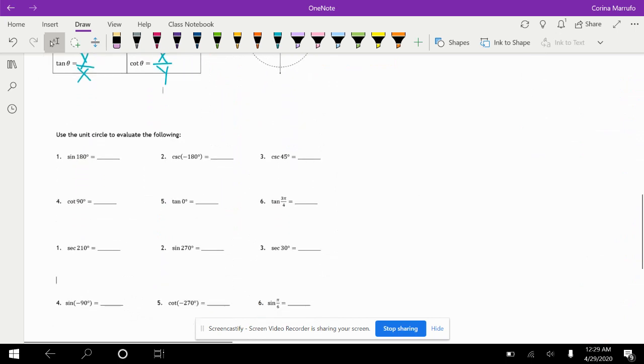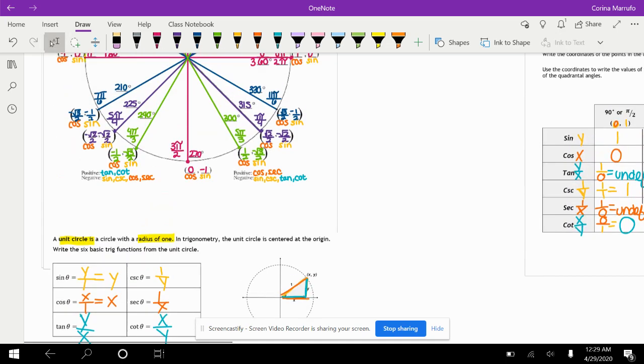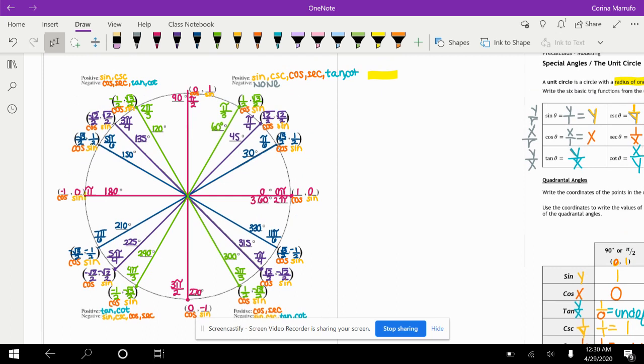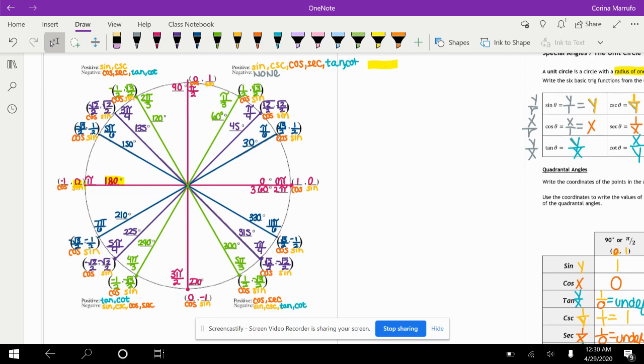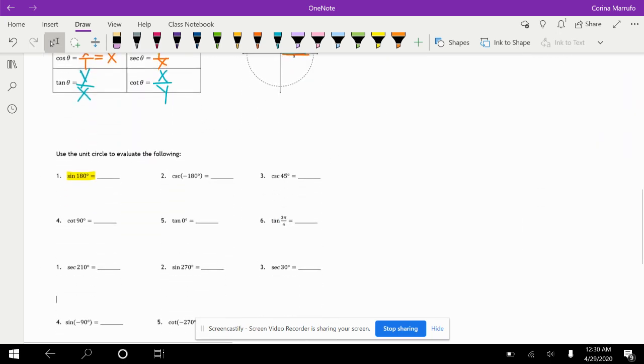So this first one is asking us for sine of 180 degrees. What we're going to do is locate 180 degrees on here. And if we look, and I already have it labeled here, sine is my y value. So sine is equal to 0 at 180 degrees. So that's what I'm going to put here. It is 0. Okay.